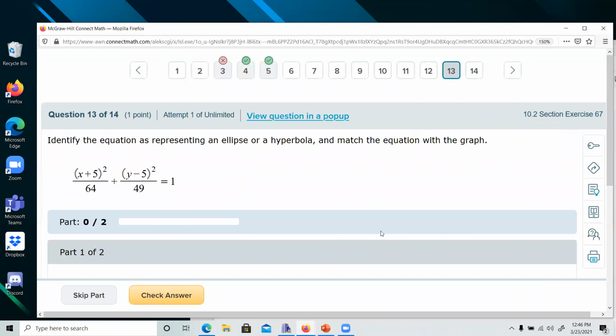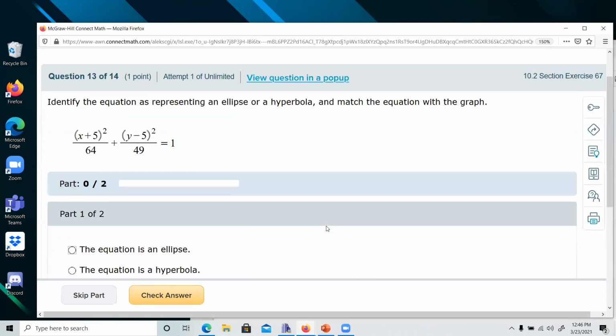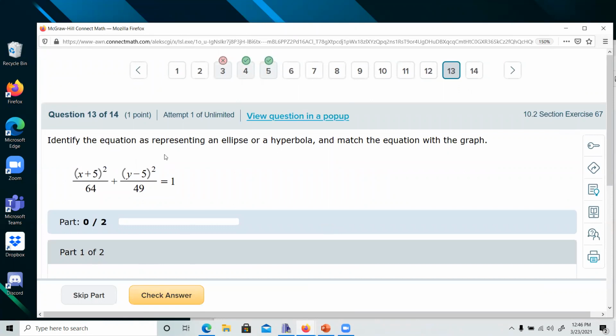Identifying which one is which. That's a nice game. If they have a plus, it's an ellipse. If there's a minus in here at all, it's a hyperbola. If one of the variables isn't squared, it's a parabola. We'll go ahead and finish this guy off tomorrow.